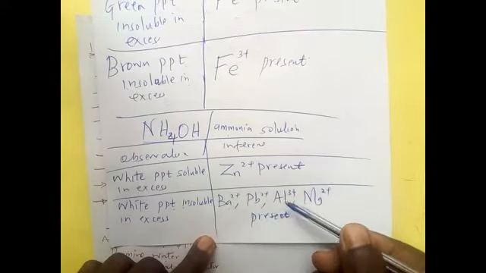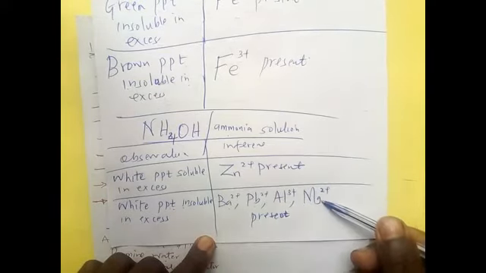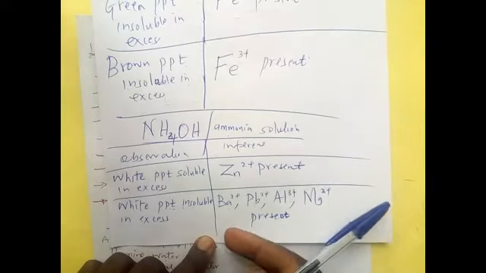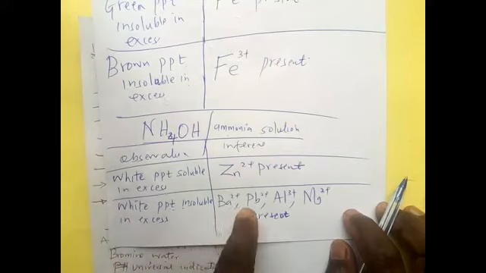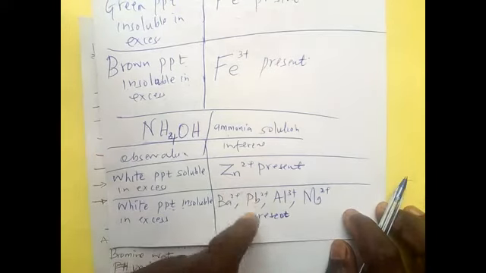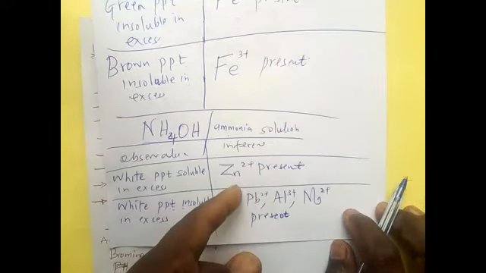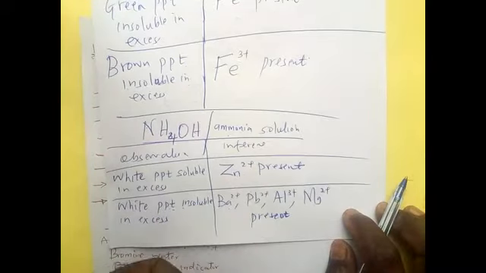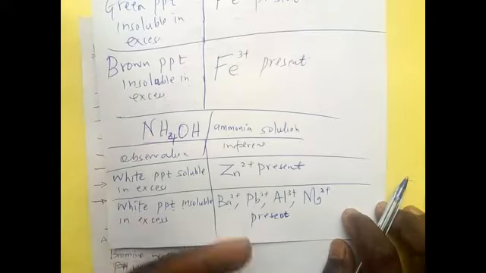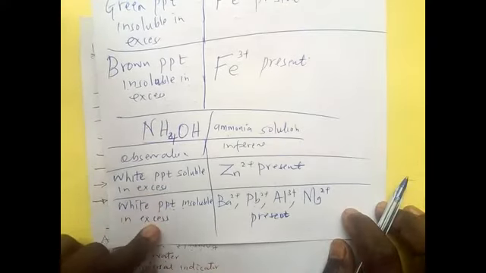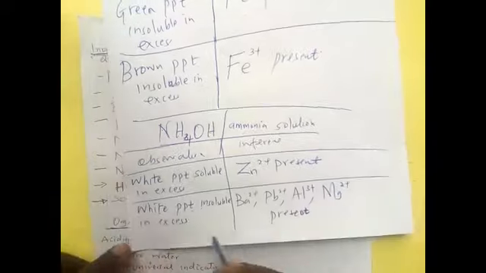Lead hydroxide, aluminium hydroxide, magnesium hydroxide, all these are precipitates, and they are white and insoluble. So it is only zinc hydroxide which dissolves in more ammonia to form a complex ion, tetraamine zinc(II) ions, and then it dissolves to form a colorless solution. So that's how you identify that.